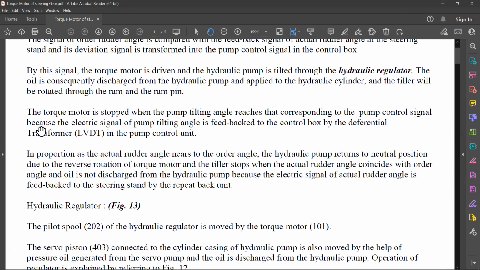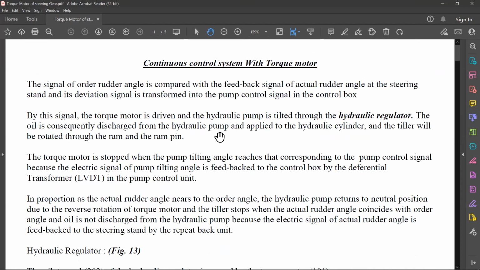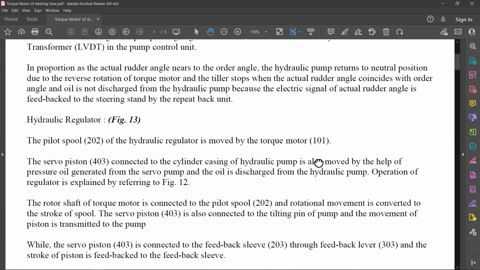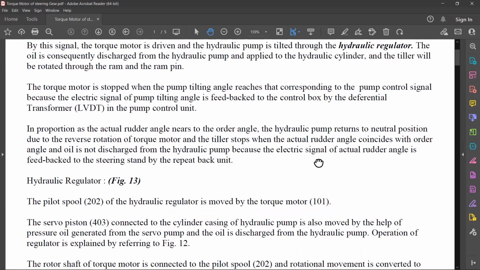Now, the oil is constantly discharged from the hydraulic pump and applied to the hydraulic cylinder, and the tiller will be rotated through the main ram and pin. Now the torque motor is stopped when the pump tilting angle reaches the angle corresponding to the pump control signal. Basically, there is a control signal and the feedback, and the torque motor will be stopped when the tilting of the pump matches the control signal, because the electrical signal from the pump angle is fed back to the control signal by the differential transformer.